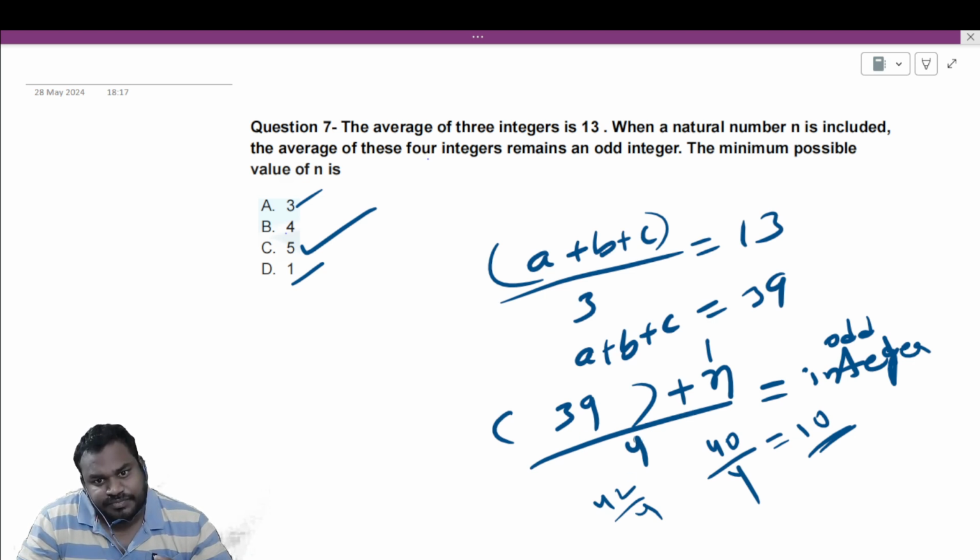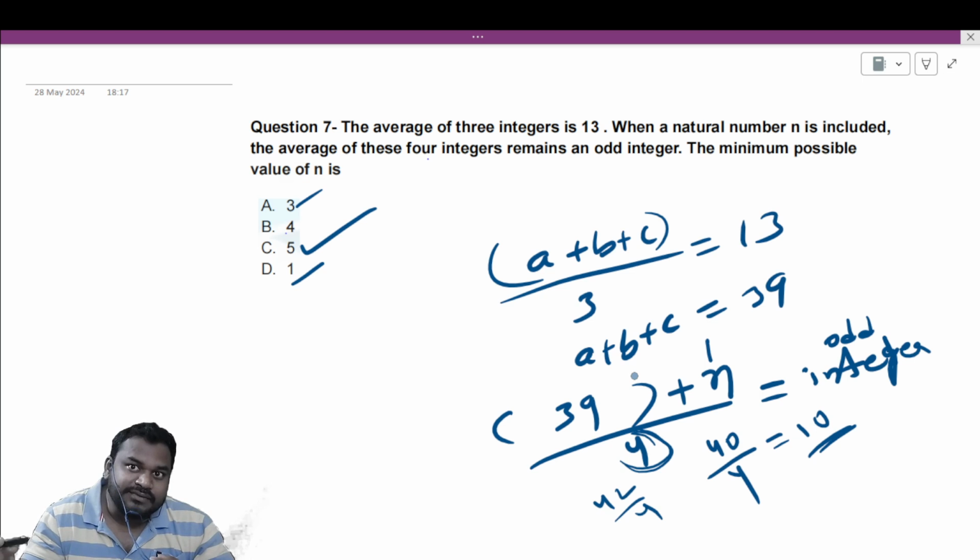So if you ask what number, if I add to 39, should be divisible by 4 and it should be an odd integer. Suppose if I put 1, it is becoming 40. 40 by 4 is 10. So the next number after 10 is 11. To get 11 after division, what number should I add to 39? That will become 11. It's a simple thing.